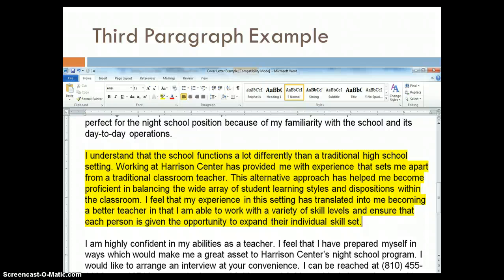Here's the third paragraph example here. You'll see that the person has done their homework and understands that this job is a little bit different than, in this example, a regular high school. So they've made mention of that, and they've mentioned why their personal skills would benefit this company, or in this case, this school. So the third paragraph's a good place to relate how your skills will benefit the company, and not just so much the position, but the company as a whole.